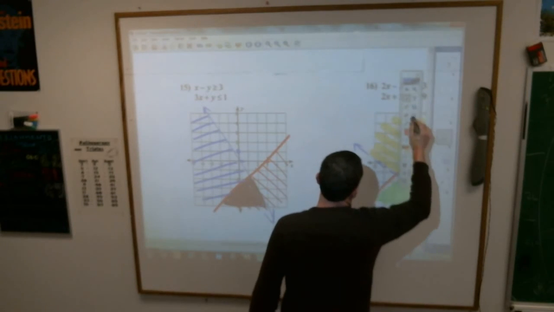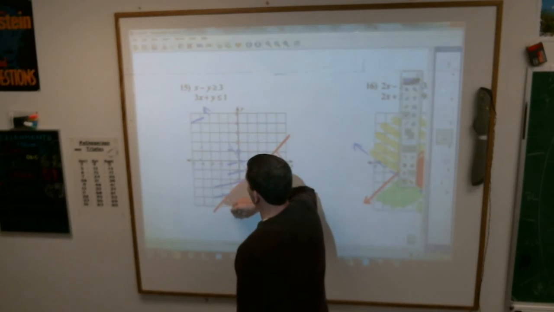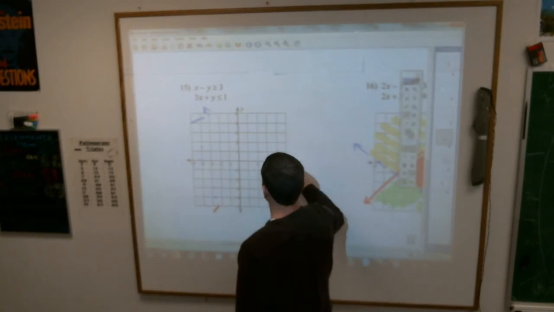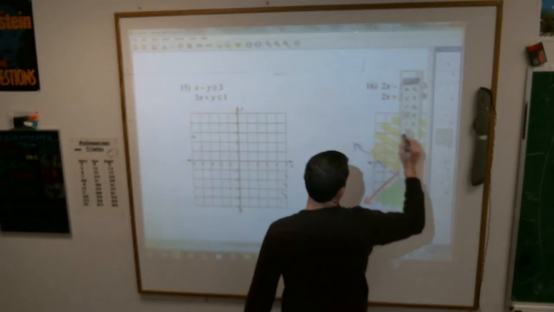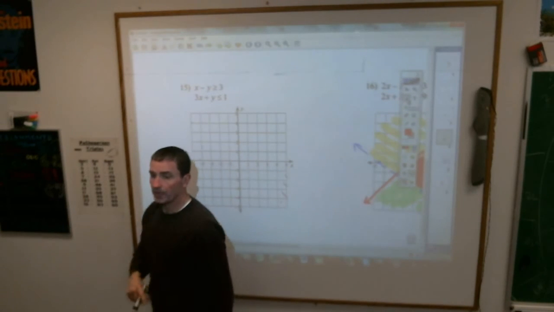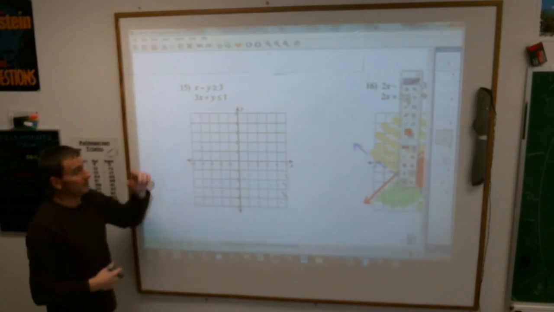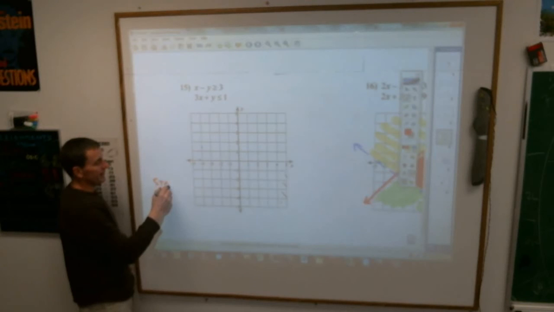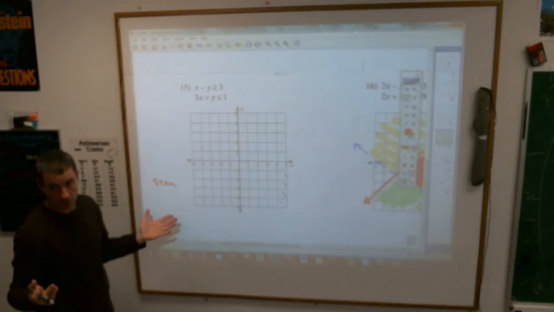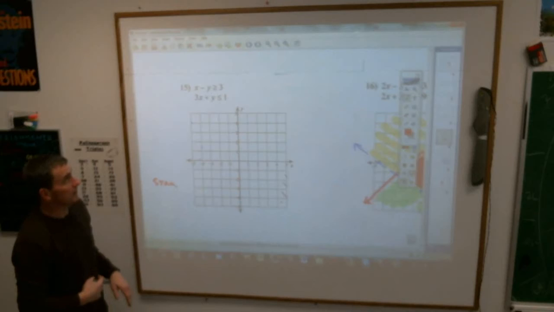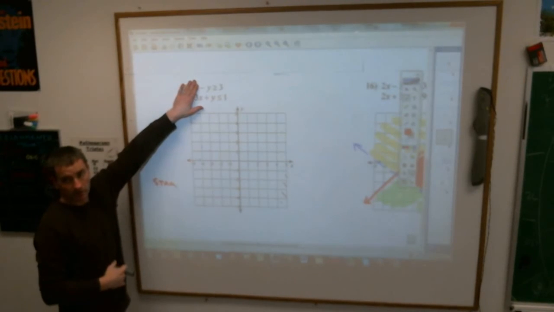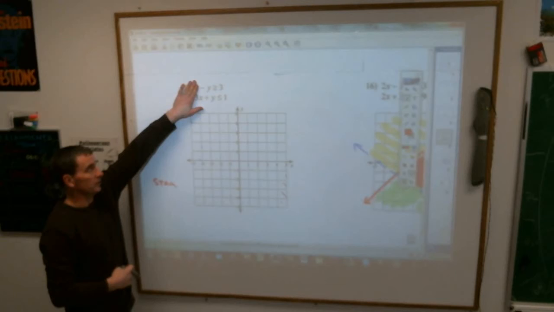Well, the first thing you have to do is recognize that it is in standard form. What's the difference between that and slope intercept form? These are not solved for y. Both x and y are on the same side. That means it's in standard form, and you solve that by covering up things and seeing where they cross the x and y axes. If I cover up the x, what am I left with? Negative y is greater than or equal to 3. If negative y is 3, what does y equal?